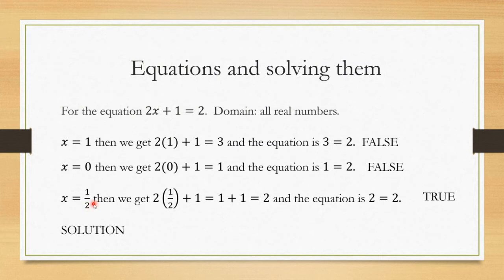Well, in that case, we get 2 times a half plus 1. That's equal to 1 plus 1, which is 2. That's on the left side. So we get 2 equals 2 for the whole equation. Well, that's true. That's a true statement. So we found a value of x where if we replace x by that number, a half, the equation becomes a true statement.